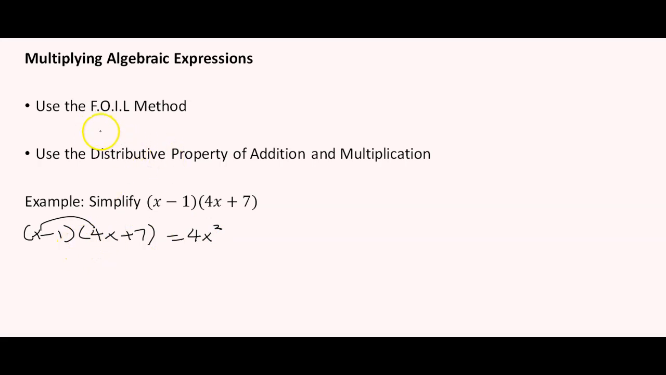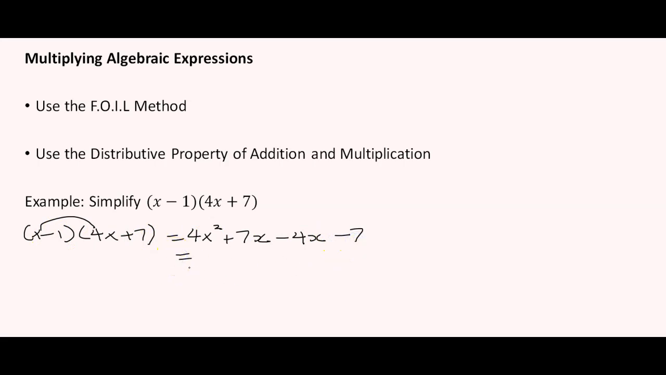Then O stands for the outer terms. For the outer terms, we have x here and 7. So that is plus 7x. Then we have the inner terms, minus 1 and 4x. So that is minus 4x. And then our last terms are negative 1 and 7, minus 7.